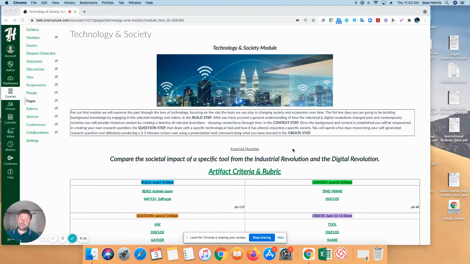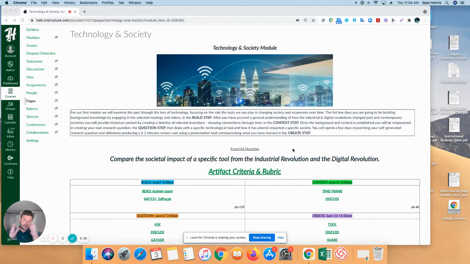For our first week's module, we are going to look at history and society through the lens of technology. So really looking at the tools we use and how those tools impact us and how they build on each other. All right. If you go down to the boxes at the bottom, we have broken modules into 4 parts: build, context, question, and then create.